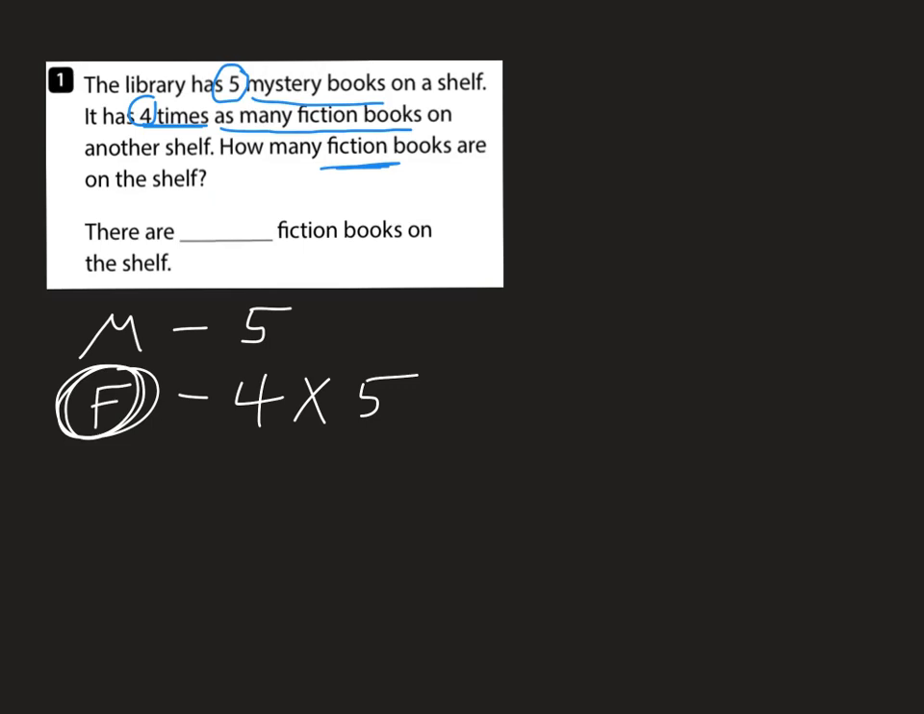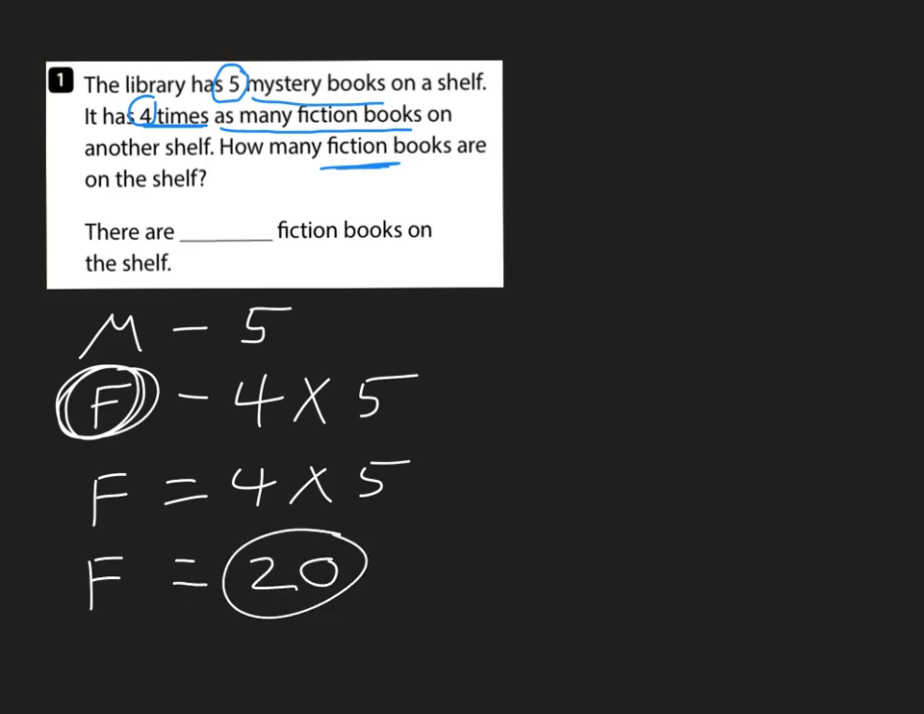So let's set up an equation. We have fiction equals 4 times 5. So there's our equation with our variable. And remember, a variable is your unknown value. So let's solve for F. 4 times 5 is 20. So we know that fiction books equal 20. So we go up here and we write our answer in a complete sentence. There are 20 fiction books on the shelf.